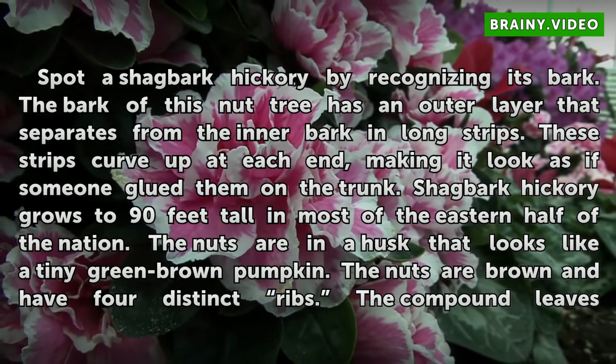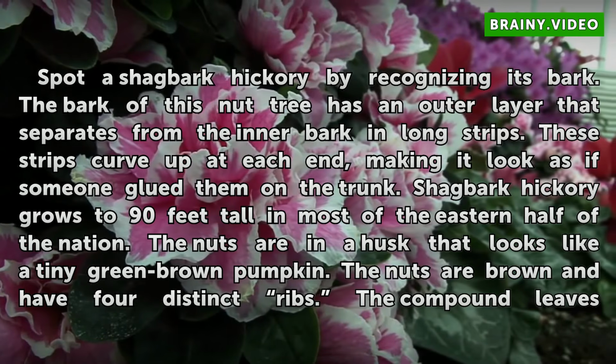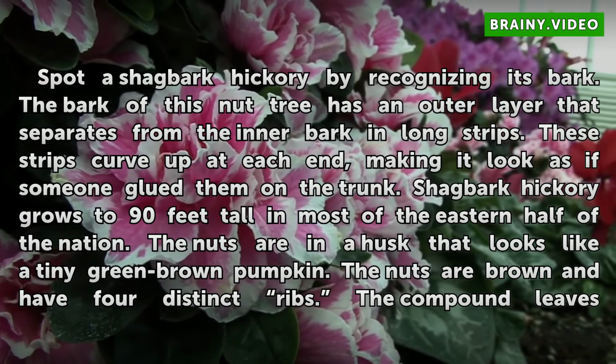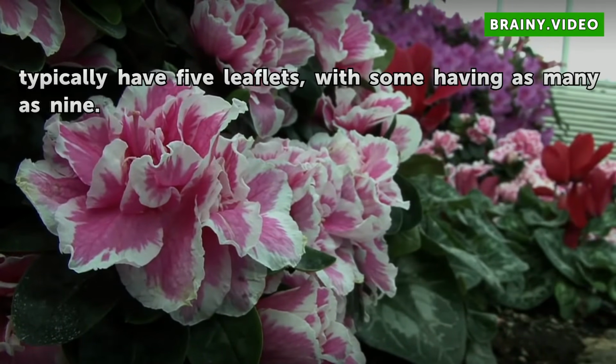Shagbark hickory grows to 90 feet tall in most of the eastern half of the nation. The nuts are in a husk that looks like a tiny green-brown pumpkin. The nuts are brown and have 4 distinct ribs. The compound leaves typically have 5 leaflets, with some having as many as 9.